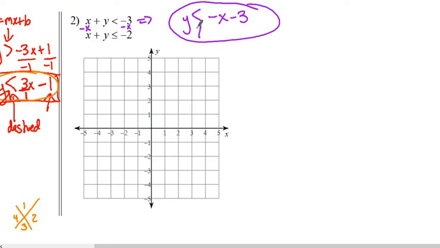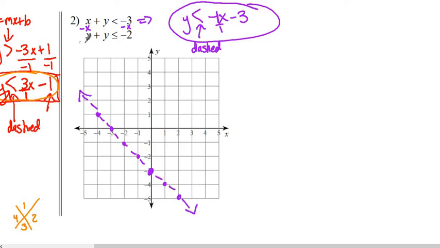Try to think to yourself, should that be solid or dashed? And hopefully you can say that it's going to be dashed because y is only less than, it's not less than or equal to. That has a y-intercept of negative 3, and the slope is negative 1 over 1. So that means go down 1 over 1. We'll do that a couple times, and we'll also go up 1, left 1, just to balance things out. Okay, again, I'm going to make this a dotted line right here, and that's going to give us our first line.